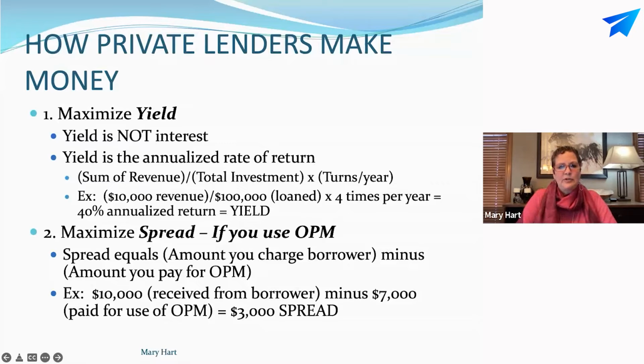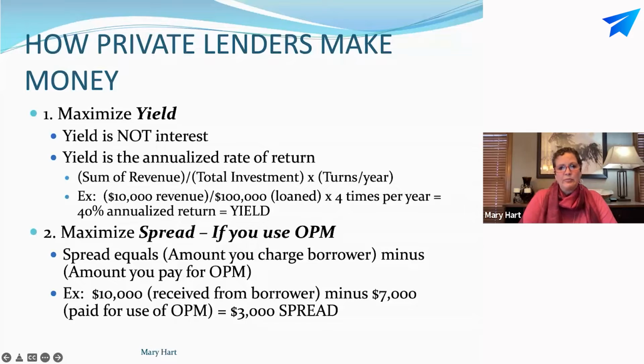But so we want to maximize the yield, and we're looking at it by how much interest. So our interest rate is important. The number of points we're getting on a loan is important. Any equity share is important. And the velocity of money, how many times we can turn that over in a year, is important. So we want to maximize that yield.